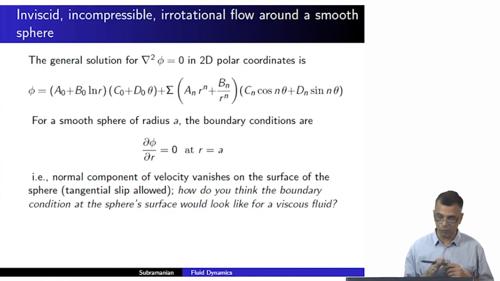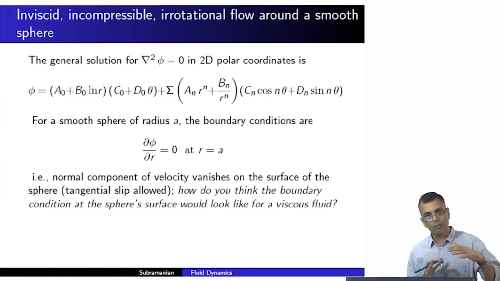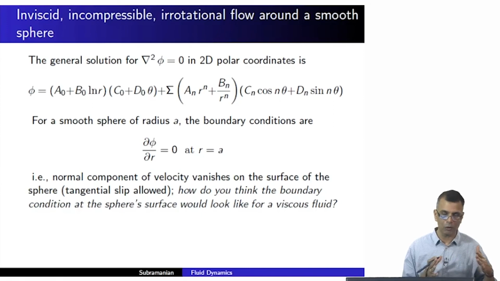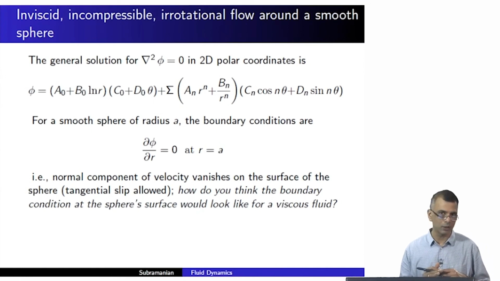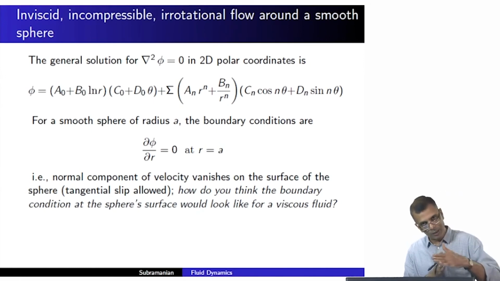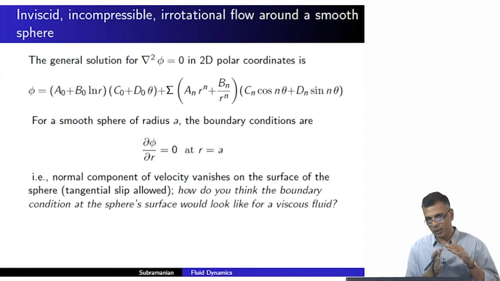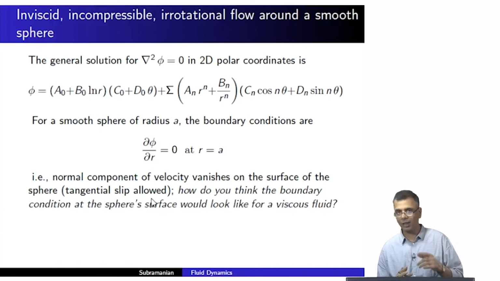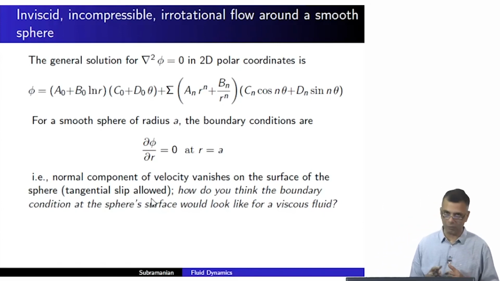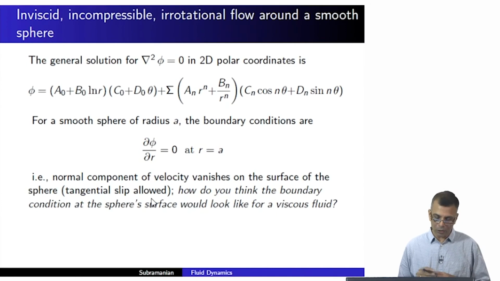Think of the flow, for instance, of honey past a solid sphere as opposed to the flow of a less viscous fluid such as water past a smooth sphere, right? Water tends to slip more easily at the surface, whereas honey tends to stick. So tangential slip is allowed for an inviscid fluid, not allowed for a viscous fluid. Okay, so at any rate, we are now talking about inviscid fluids.